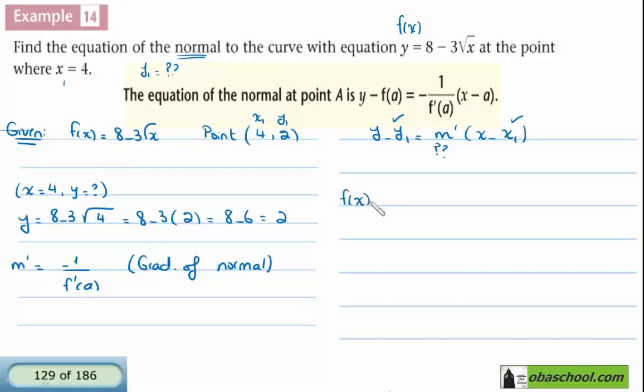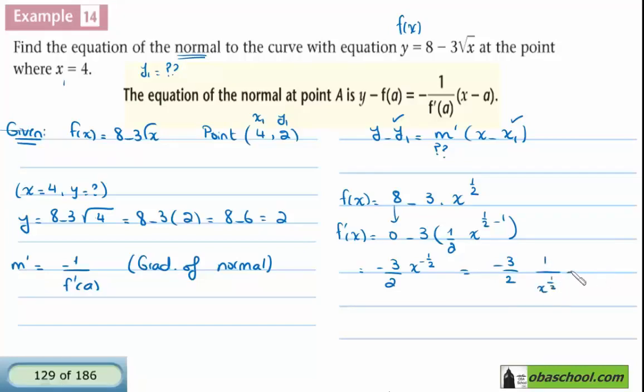F prime of a for f of x, that is equal 8 minus 3 multiplied by the square root of x, or we can write it x to the power half, is equal to 0, the derivative of 8 is 0, minus 3 multiplied by half multiplied by x to the power half minus 1. This is equal to minus 3 over 2 x to the power minus half, equal to minus 3 over 2 multiplied by 1 over x to the power half, or we can write it as minus 3 over 2 multiplied by 1 over the square root of x.